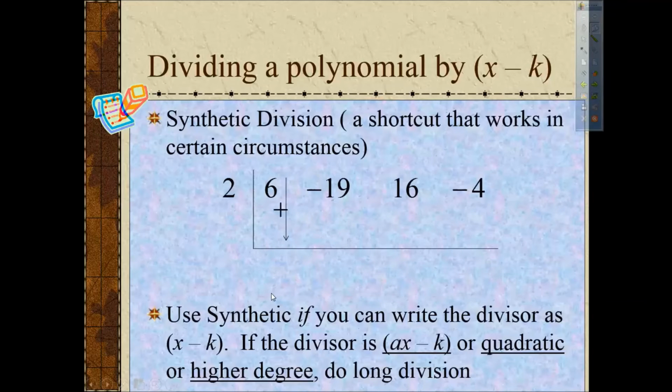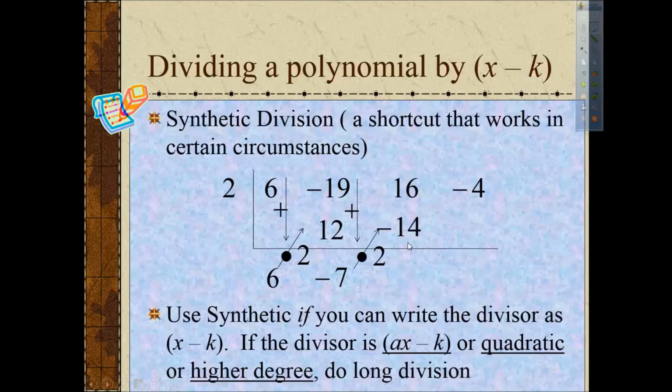So I add when I go down. I'm going to multiply and put my answer diagonally up here. I'm going to take the 2 out here and multiply times 6. 2 times 6 is 12. So I multiplied to get this number down here. Add, then multiply. Now let's repeat the process. Negative 19 plus a 12. When I'm going down, I add. I get a negative 7. When I go diagonal, I multiply. Take the 2 out here times the negative 7. That gives us a negative 14.